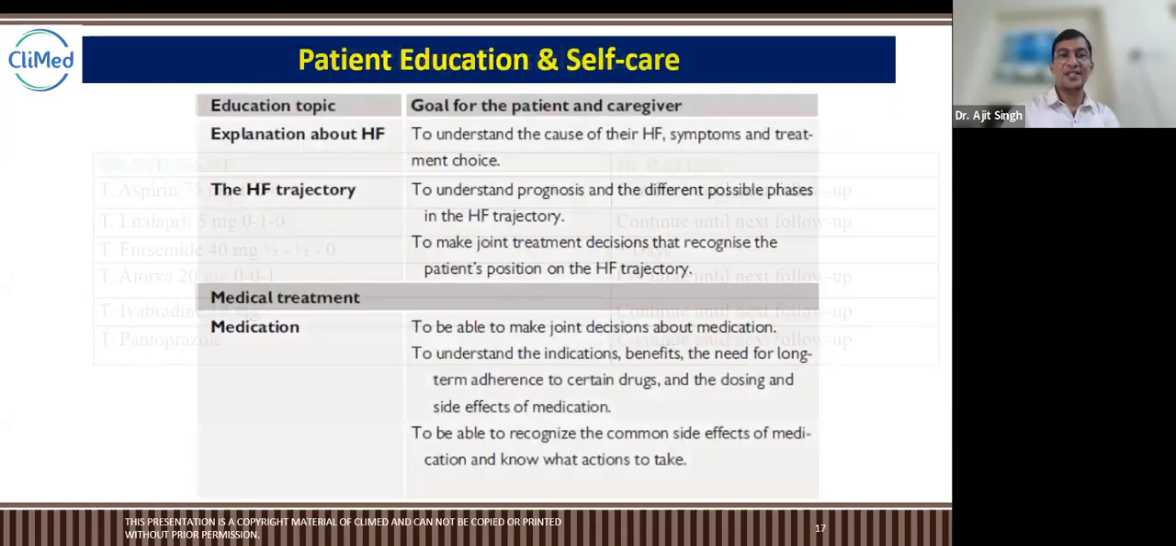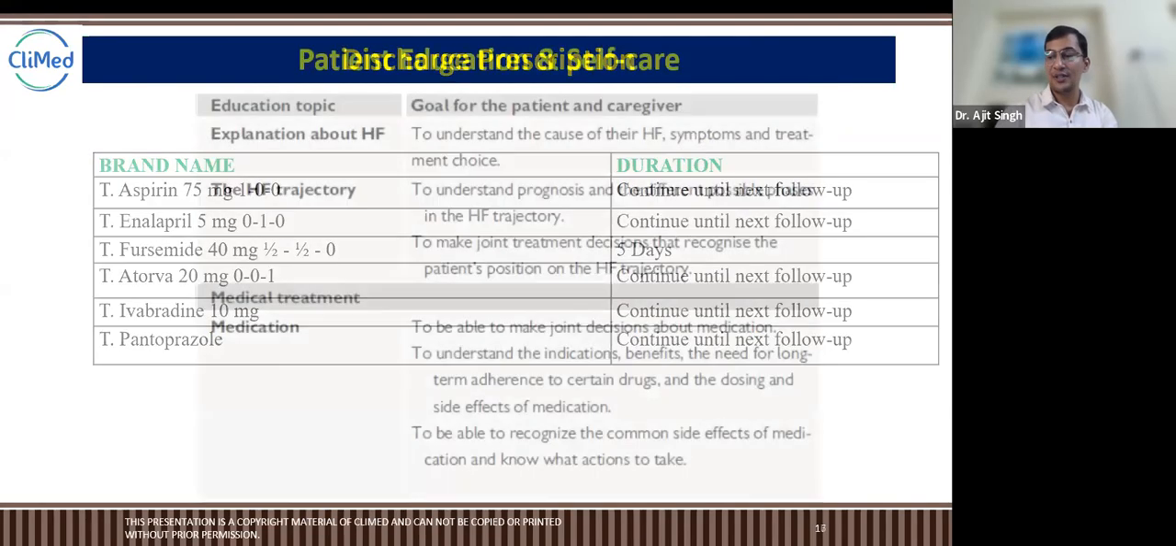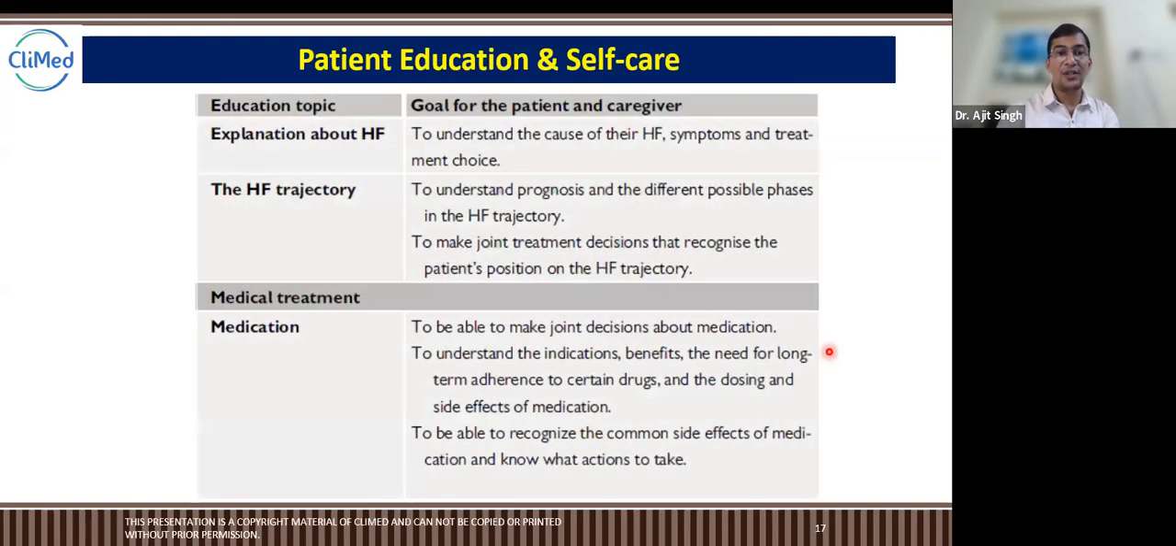Then now patient's education. Yes, patient's education is important. Okay, and what is the patient education? Explanation about heart failure. What is the trajectory of heart failure? And medication treatment, how medications are important, why it should be given daily, why it should not be skipped, because if the patient is skipping any medicines, then the comorbidities or the heart failure symptoms can come up or can exacerbate.